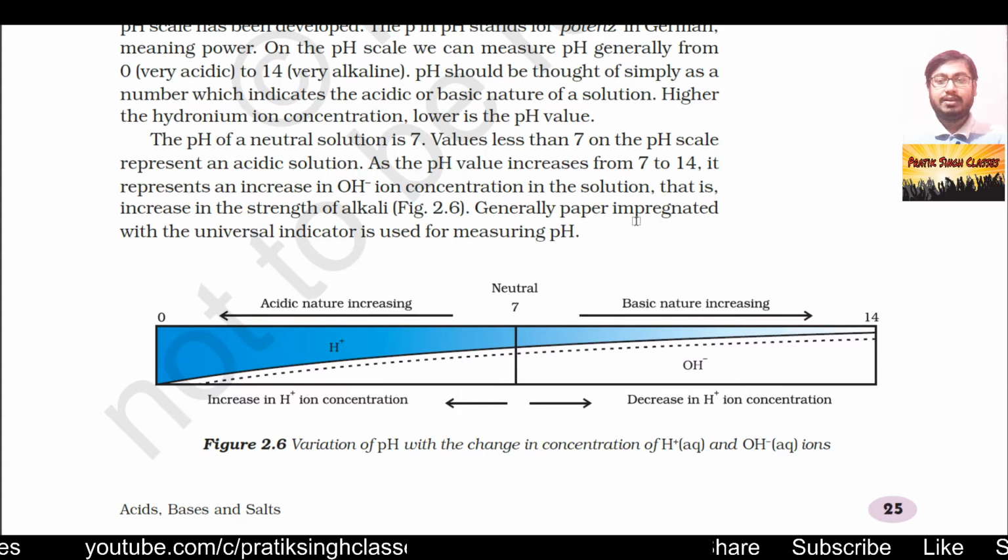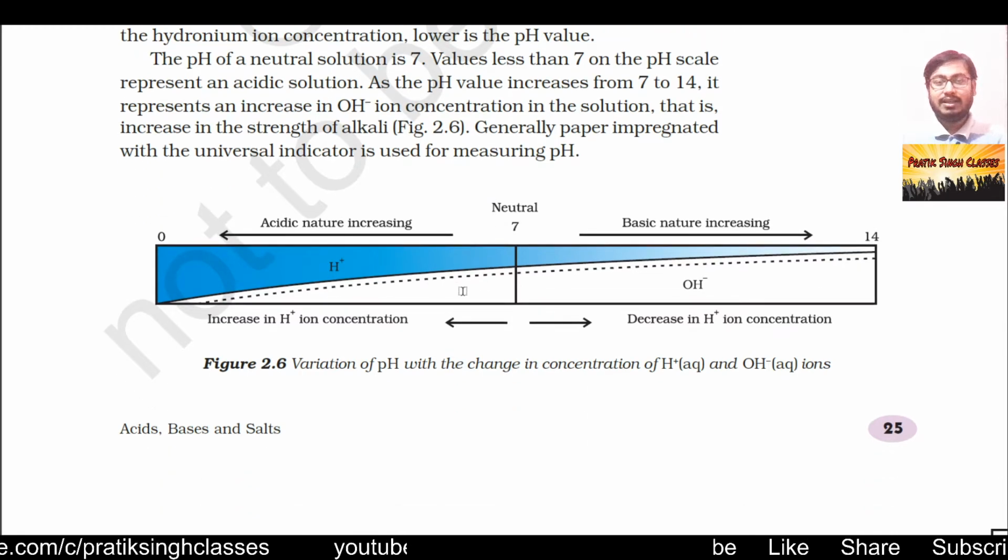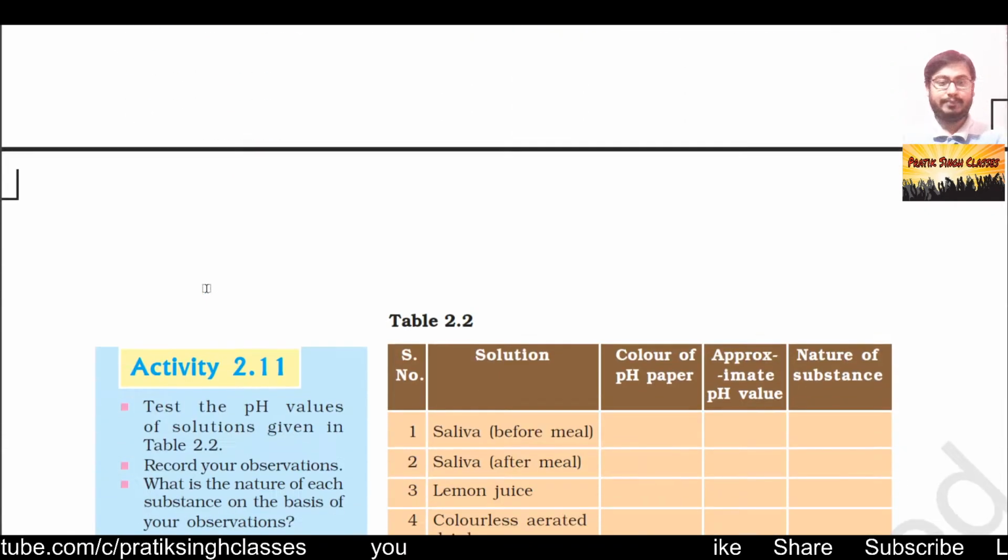Generally, paper impregnated with universal indicators is used for measuring pH. What happens is, when you dip the paper into any solution, it gives you a color, and based on the darkness of that color, we can find out whether the solution is acidic or basic and approximately what its strength may be.